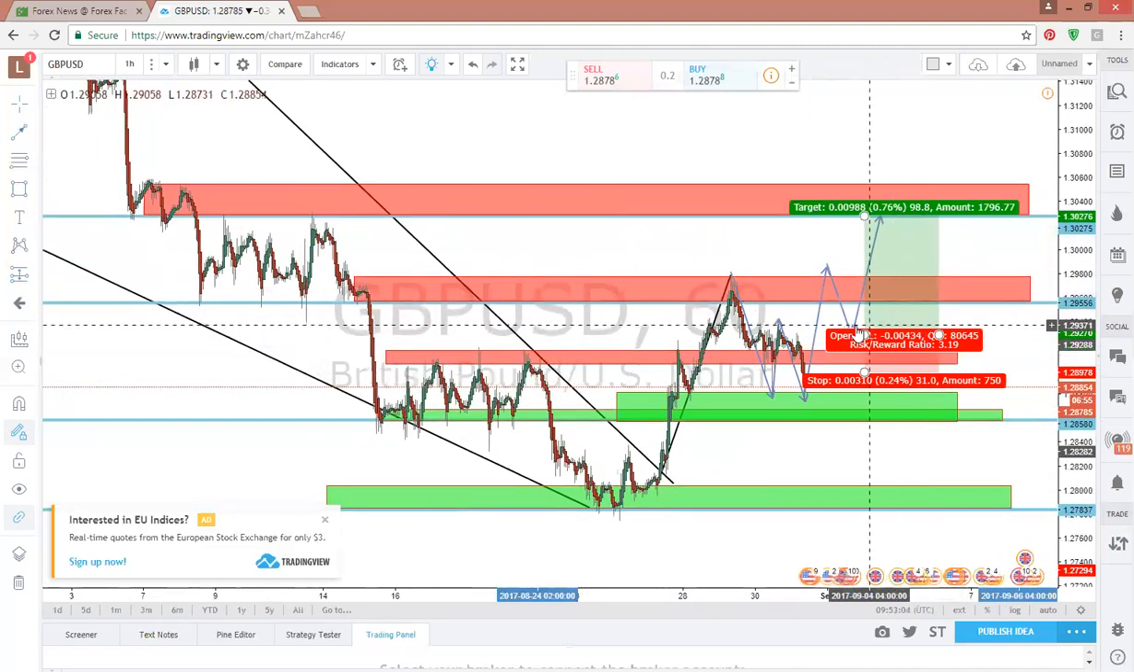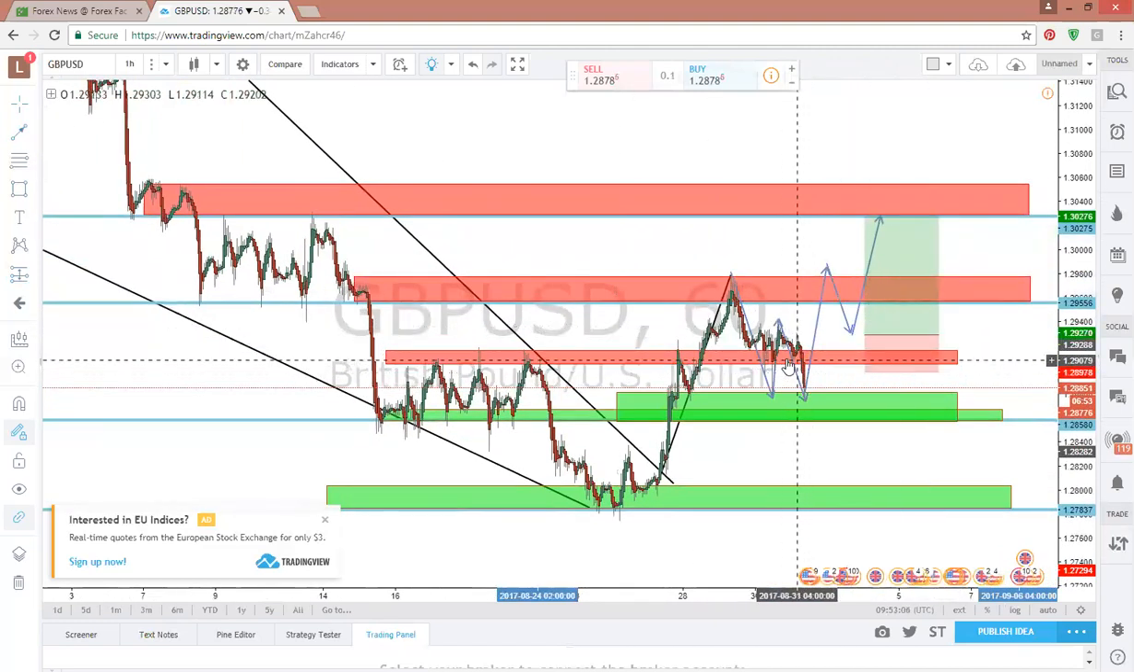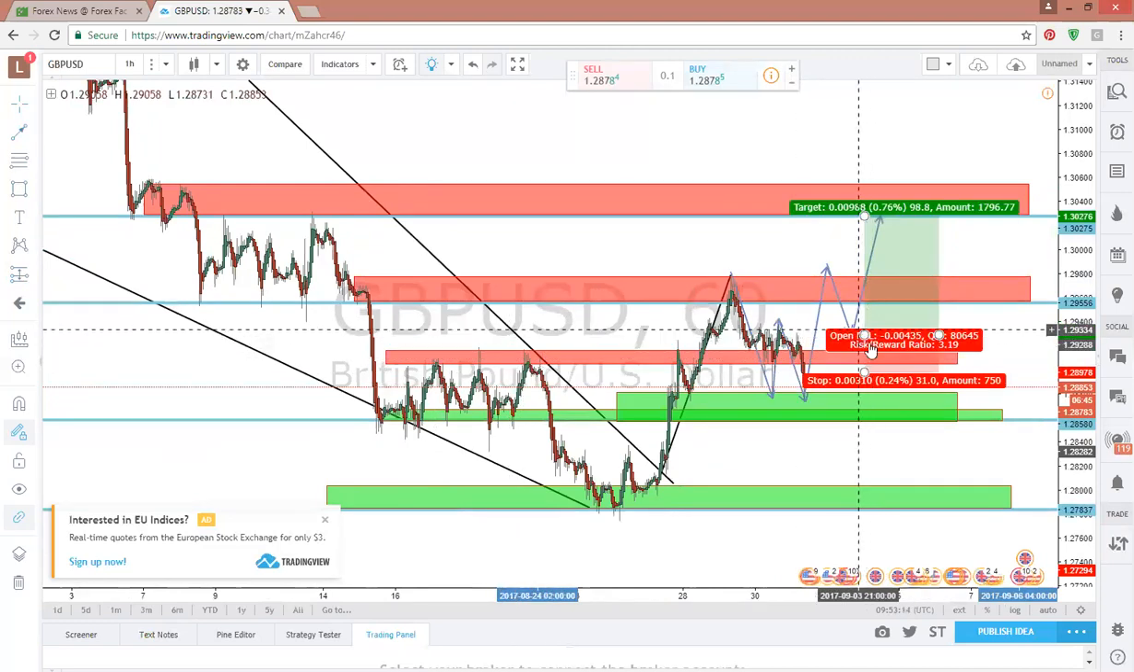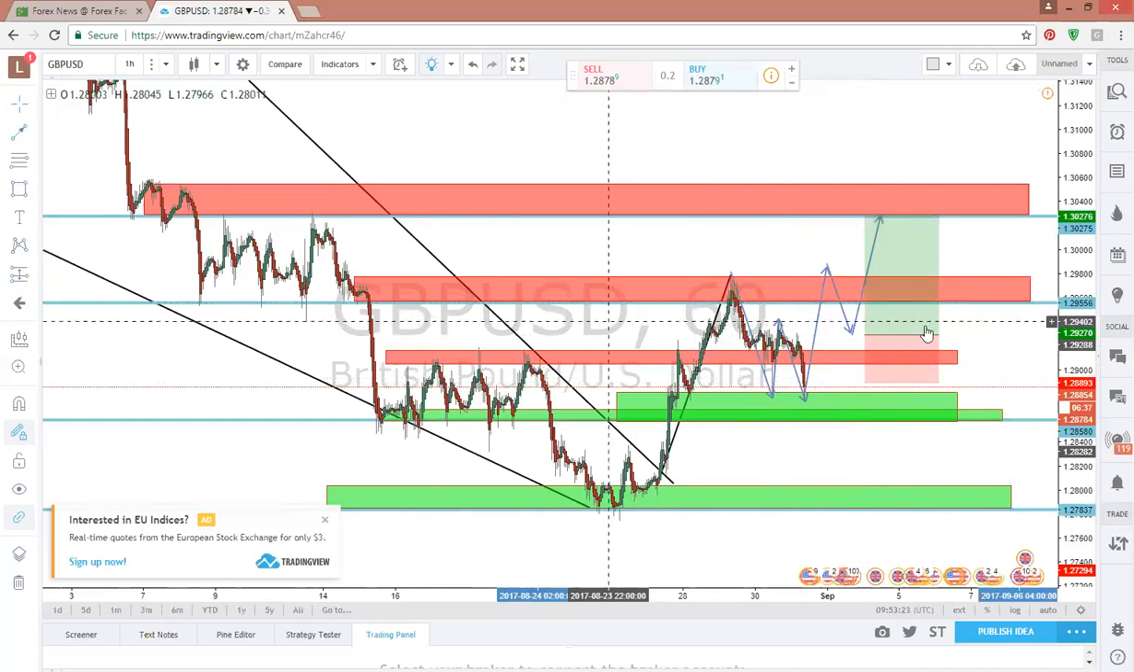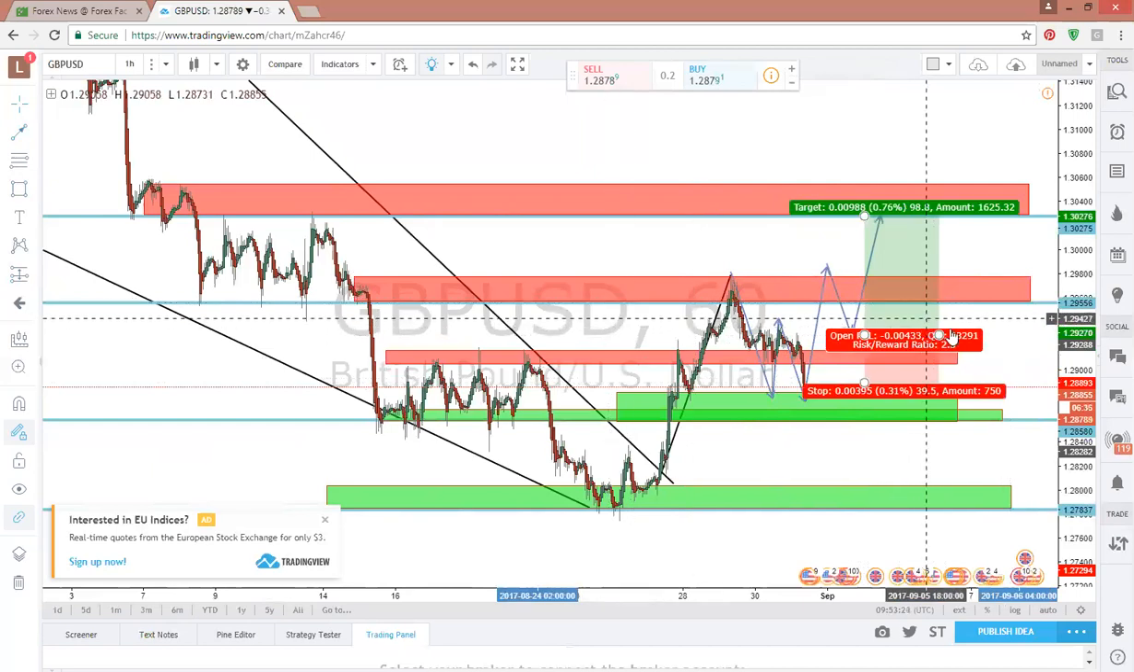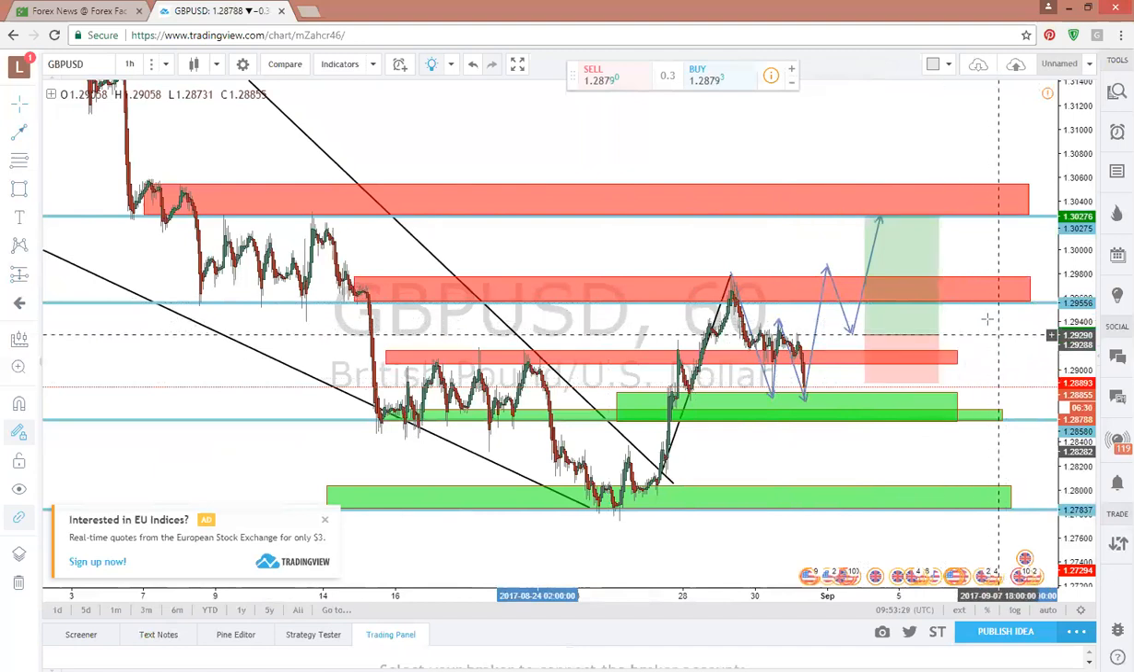My entry is going to be there. I'll place my stop loss just behind this area, just behind those highs. Because the market can still come back to those prices and maybe be rejected, I want to keep my stop loss just below those prices. Then my entry will be here, and what is that ratio?